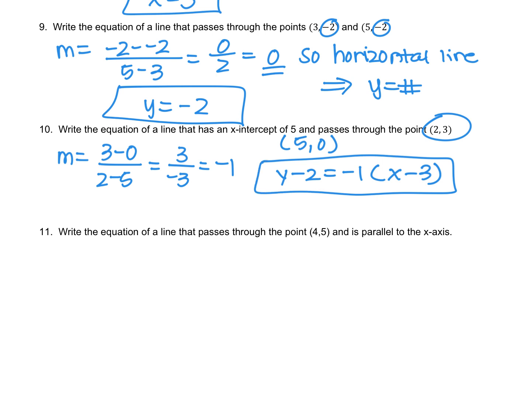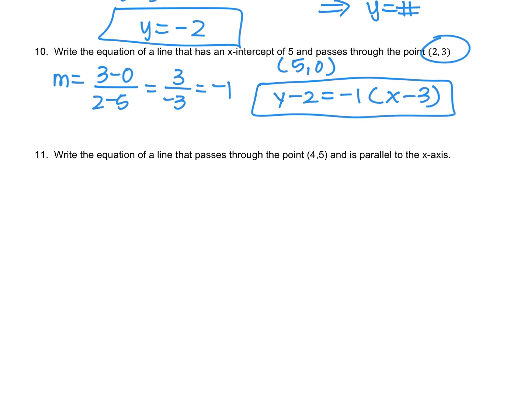All right, the last one says, write the equation of a line that passes through the point 5, 4 and is parallel to the x-axis. So for this one, I needed to kind of have a visual. So over here, I drew a coordinate graph, and then I said parallel to the x-axis. Well, here's the x-axis. So would this line be parallel to it? Yes, it would be.